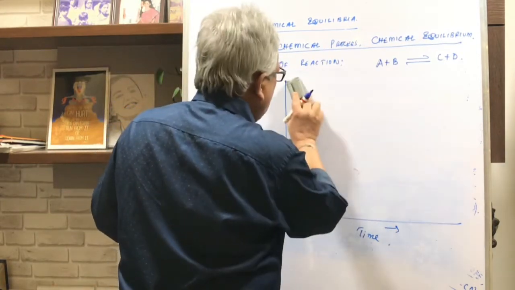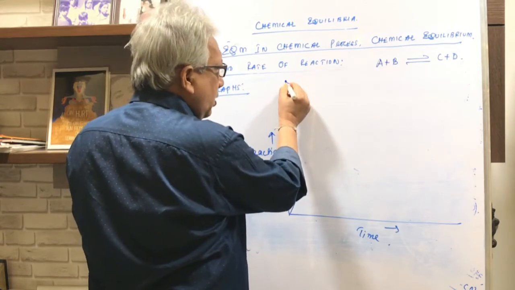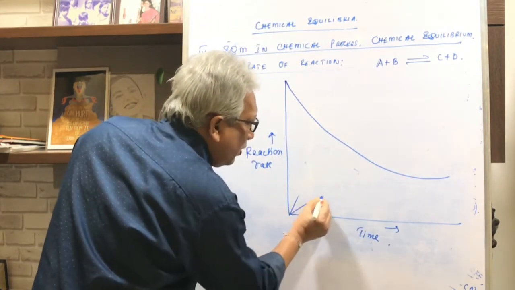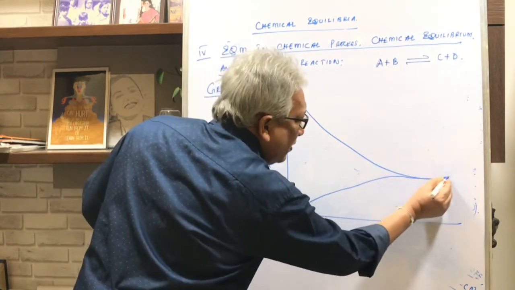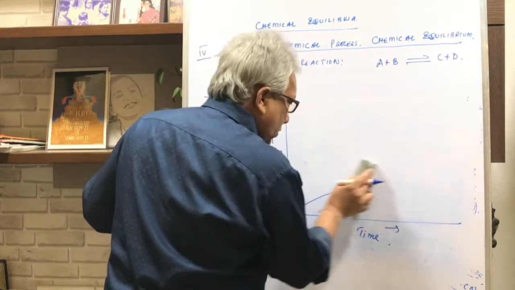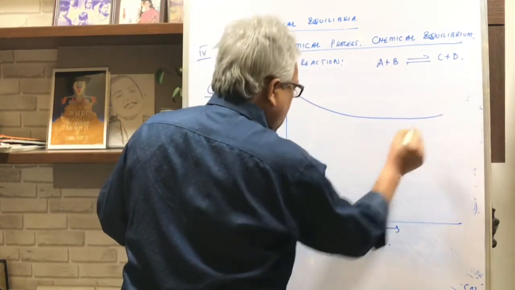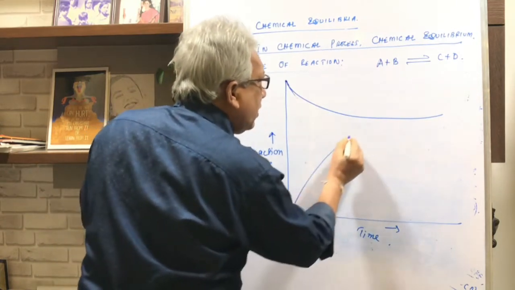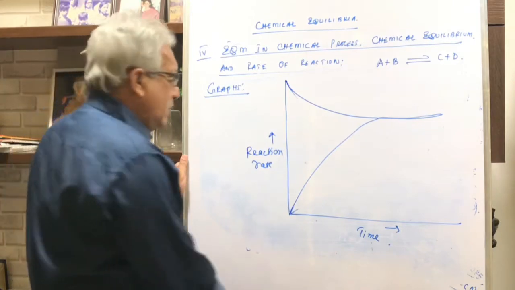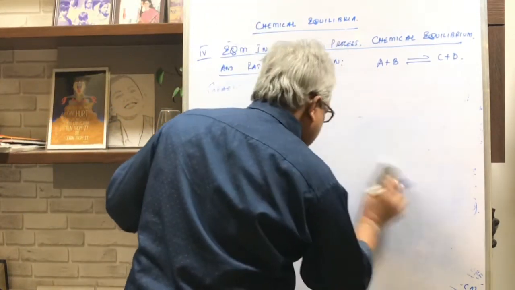I can tell you, suppose the tendency of forward reaction is more, there is more tendency of forming product, the rate of forward reaction can go like this, whereas the rate of backward reaction can go like this. Is that okay? You can also find that the tendency of forward reaction is less, so the rate of forward reaction can go like this, whereas the rate of backward reaction can go like this and achieve the equilibrium. Is it all right? So with that, I think we are through with the graphs.